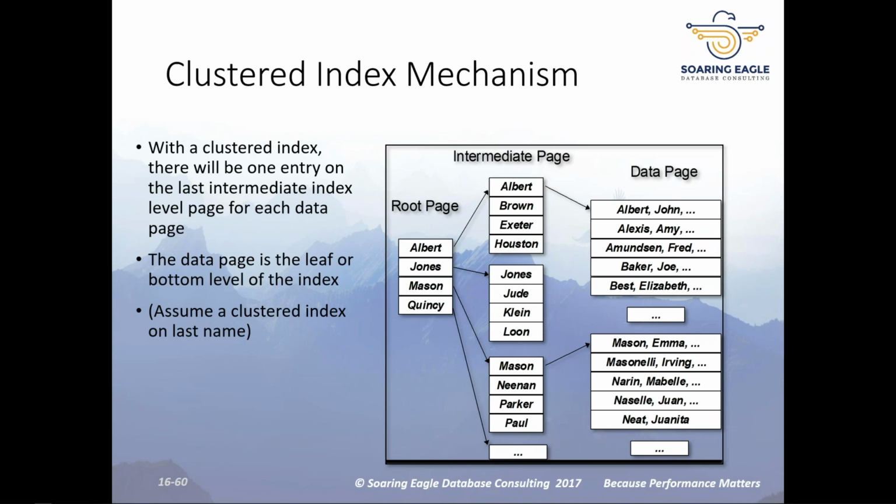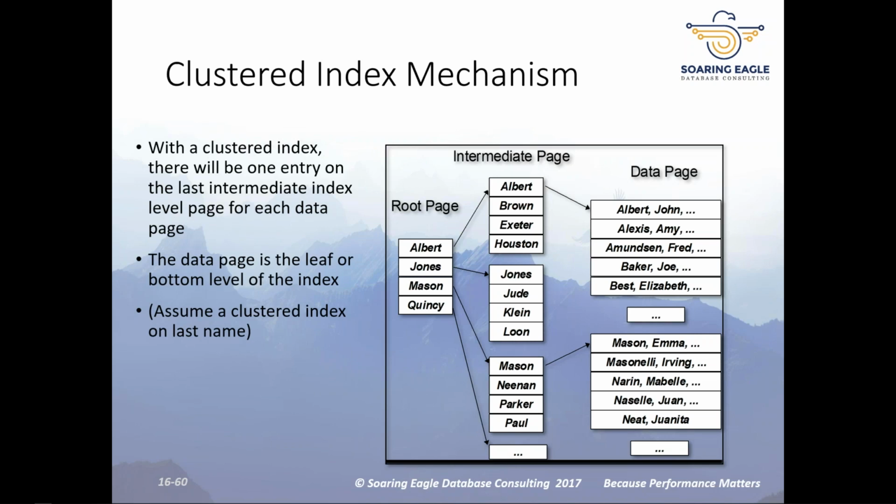Here I have a clustered index on last name. How do I construct this? I take the table and I sort it by last name. I put those on data pages which are linked together. So on the first data page, I have Albert, Alexis, Amundsen, Baker, and Best. The next page is going to start with Best and move forward from there, and it's going to keep going all the way down. The data page in a clustered index is actually the leaf page of that index.